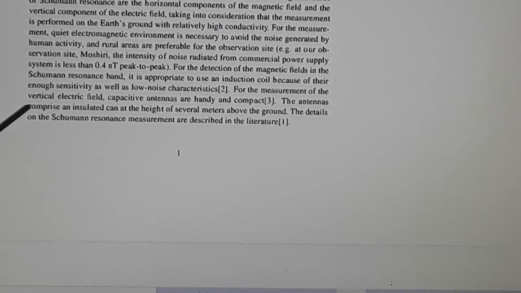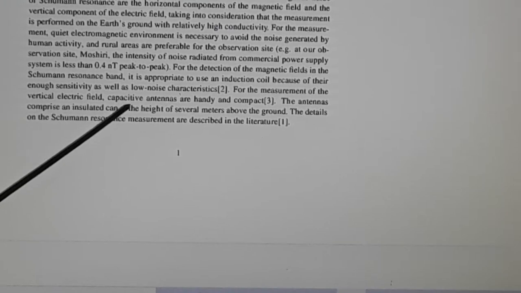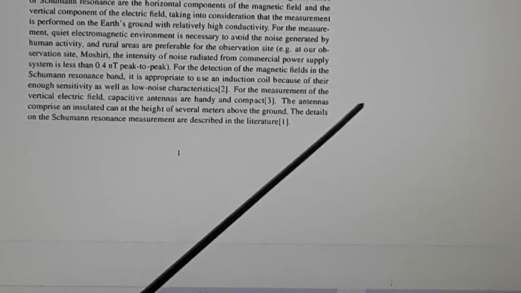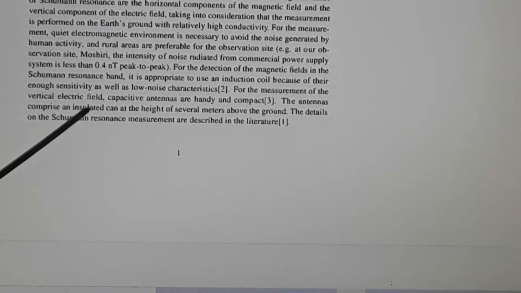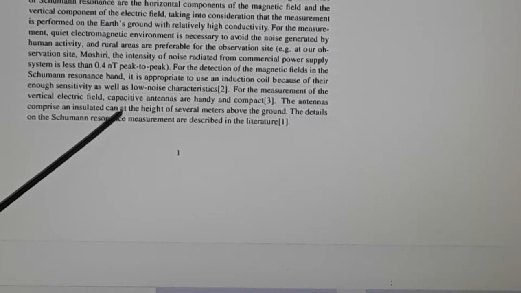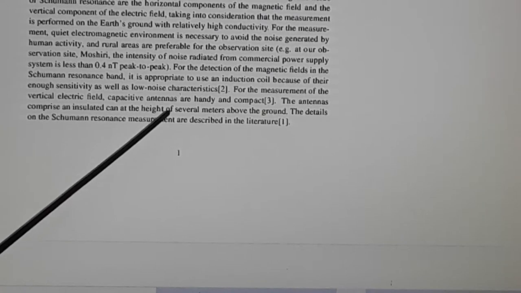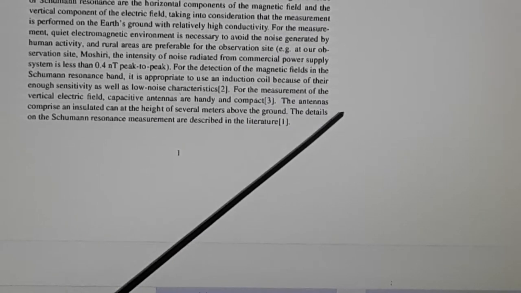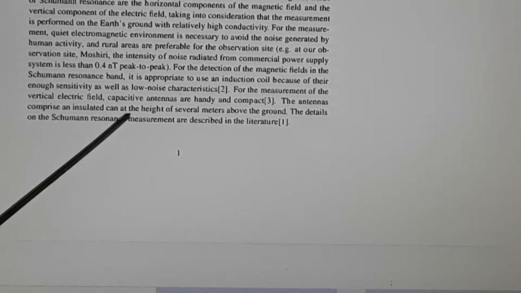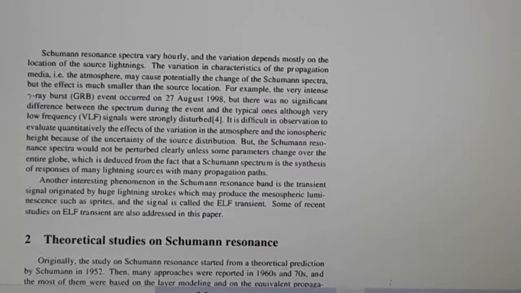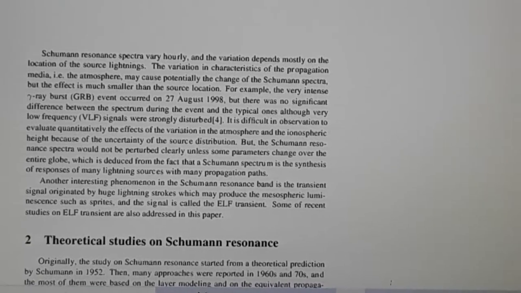For the measurement of the vertical electric field, capacitive antennas are handy and compact. The antennas comprise an insulated can at the height of several meters above the ground. The details on the Schumann resonance measurement are described in the literature. All right, so if you made it through with me on that, this is a basic description of how they get the signal.